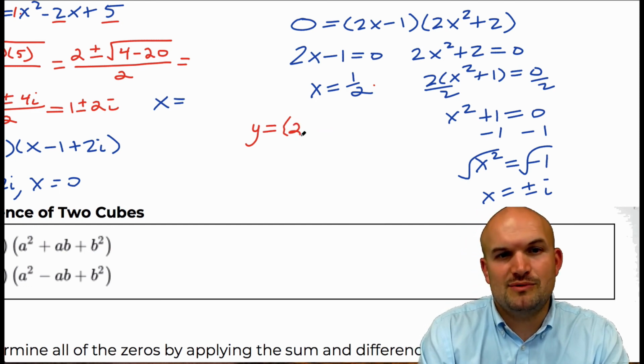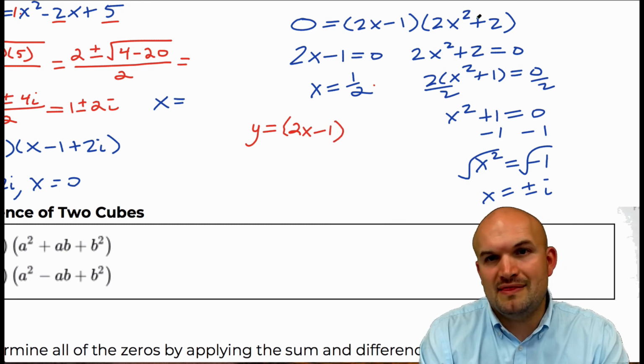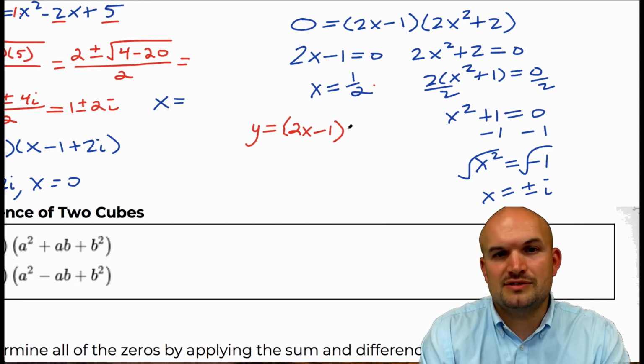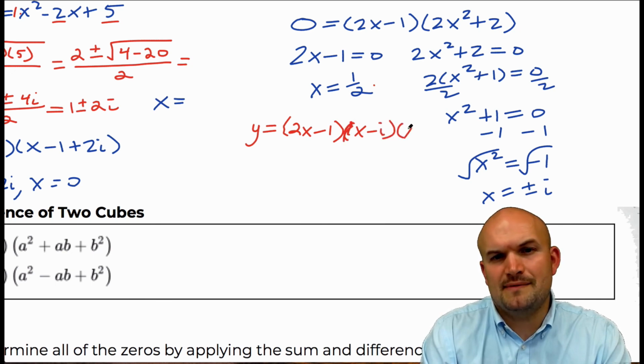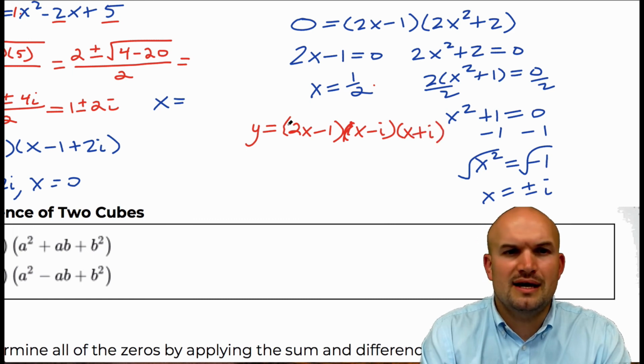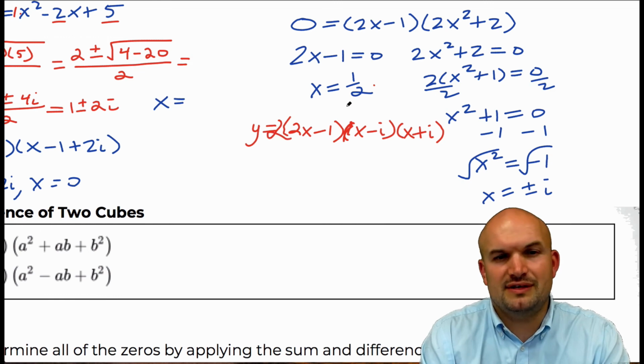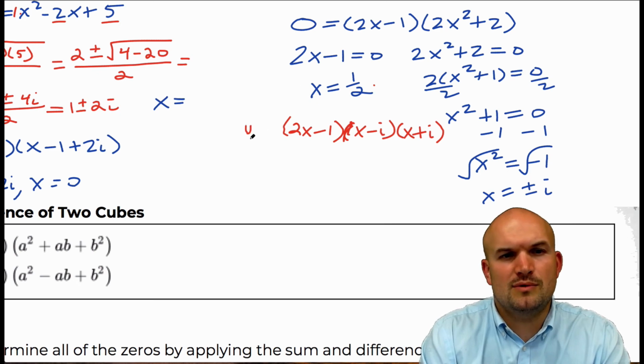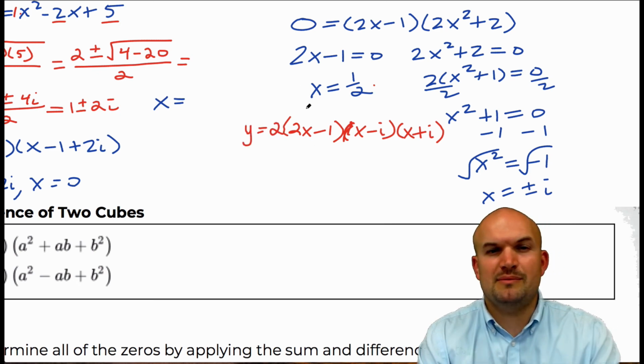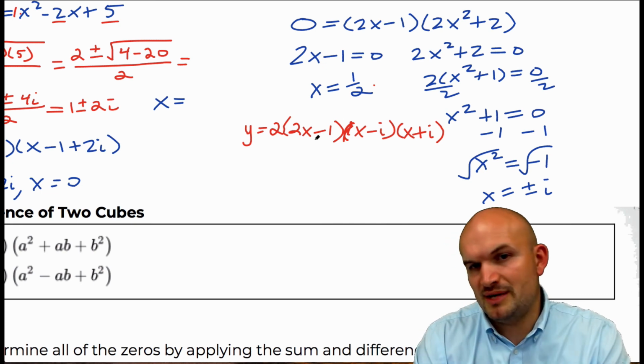So I keep that as 2x minus 1. And then this factored form is going to be the x minus i, x plus i. And then obviously you still have that 2 that got factored out of everything. So let's just erase that and let's clean that up a little bit. So y equals 2, right? Because really when you multiply those out and multiply everything by 2, you're there.